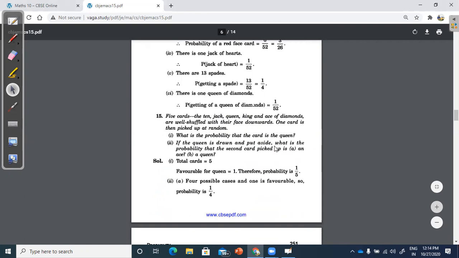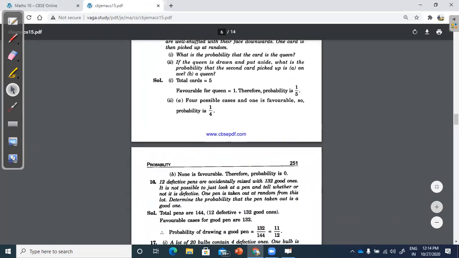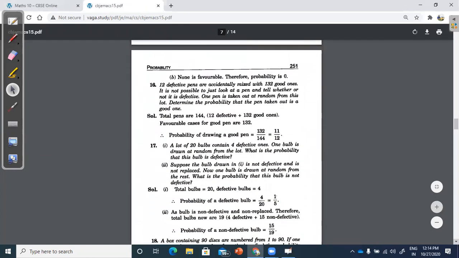Now, if the queen is drawn and put aside, you are removing the queen. What is the probability that the card is an ace? Now there are only 4 cards left, out of which 1 card is an ace. So 1 out of 4 is the probability. And what is the probability that it is a queen? Queen will not come because the queen was already taken out and removed. Now you cannot get another queen. So the probability of getting a second queen will be 0. That's an impossible event.